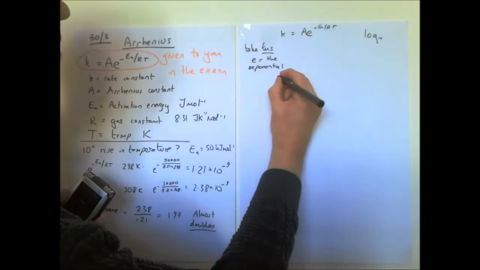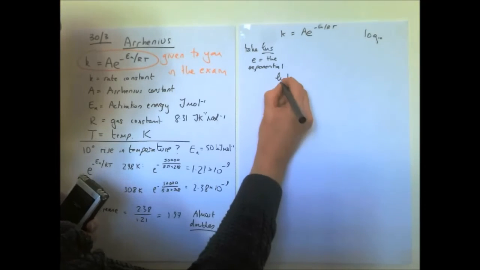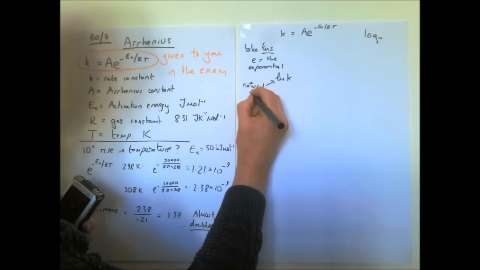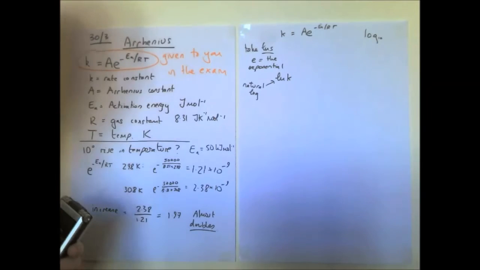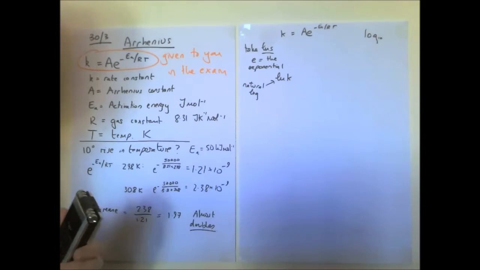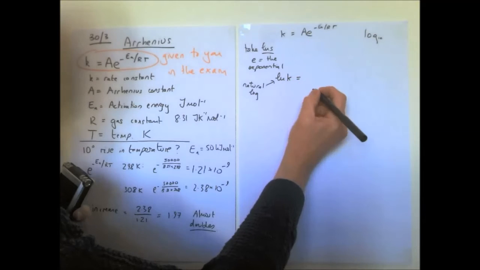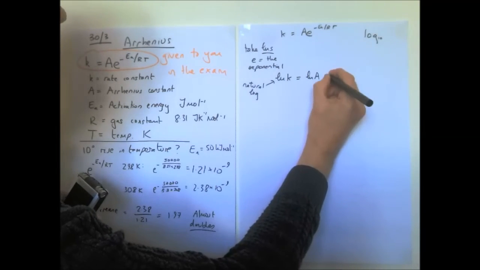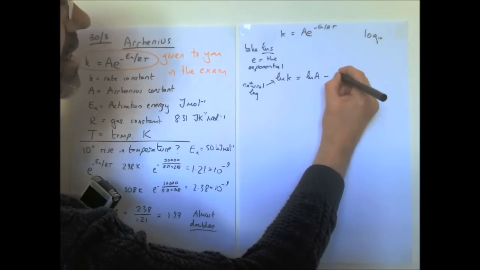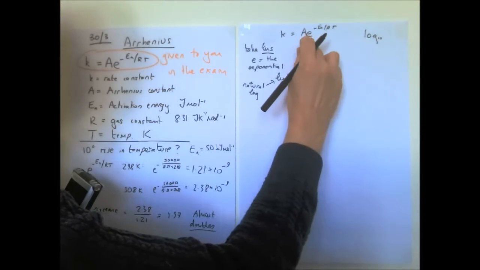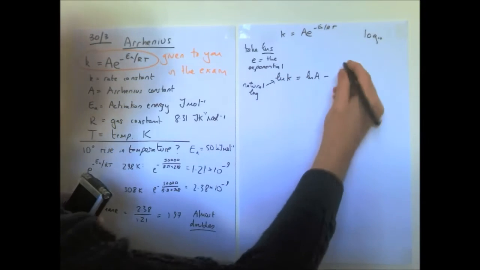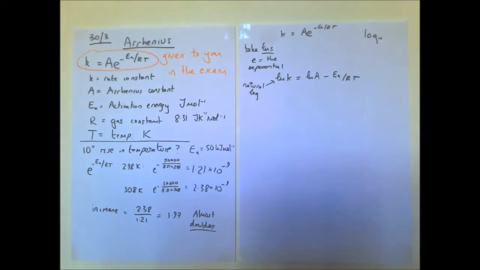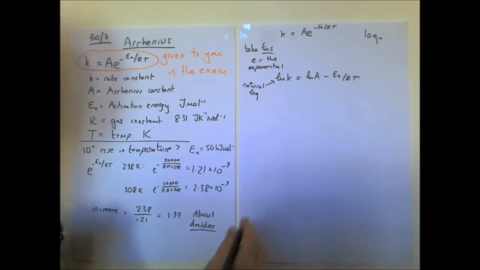But if I take logs of both sides, then ln k, and that's ln, by the way, natural log. Look on your calculator. Next to the log button should be an ln button. So natural log of k is natural log of A, and then using the log rule, plus natural log of e to the minus EA over RT is just minus EA over RT. Again, if you haven't done this in maths, then you'll just have to trust me.